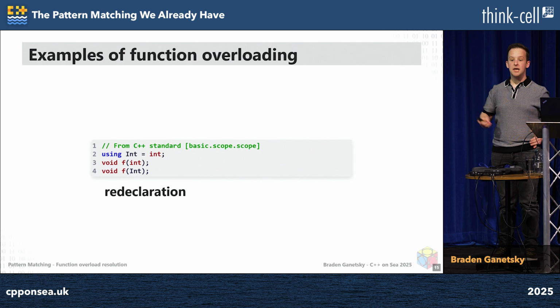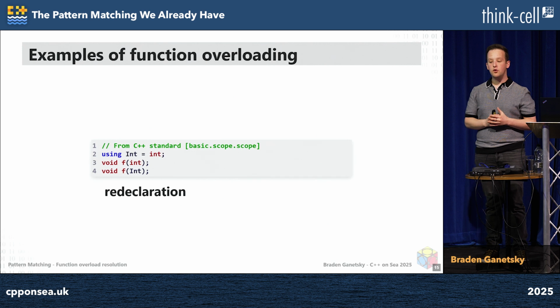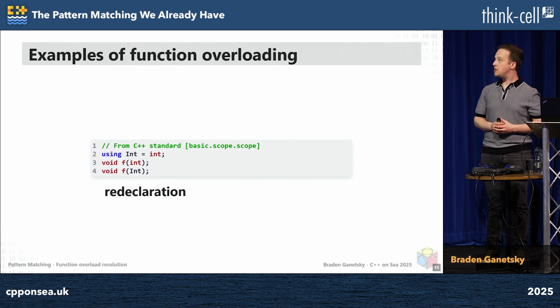It's a redeclaration. So these are two separate declarations for exactly the same function. I'm just declaring it 2 times. When I'm creating an alias on line 2, I'm using capital Int equals lowercase int, and that just means that using capital Int is exactly the same thing as using a lowercase int. They refer to the same type. And so therefore, these are 2 declarations for the same function.